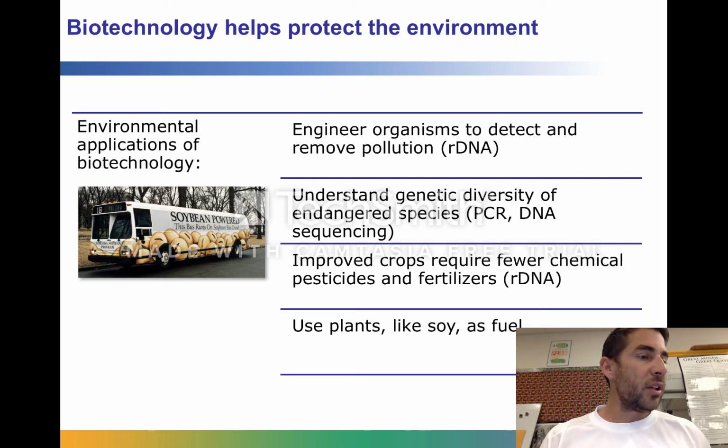Endangered species have usually lost much of their genetic diversity. This can create many problems, such as inbreeding. Effective conservation plans require understanding the genetic diversity, and PCR can be used to retrieve DNA from droppings so as to not disturb the animals. Then DNA sequencing can provide important data on how much genetic diversity is left.